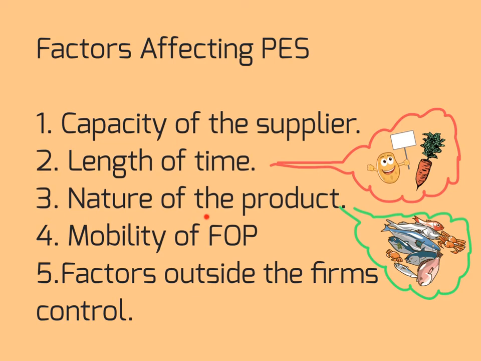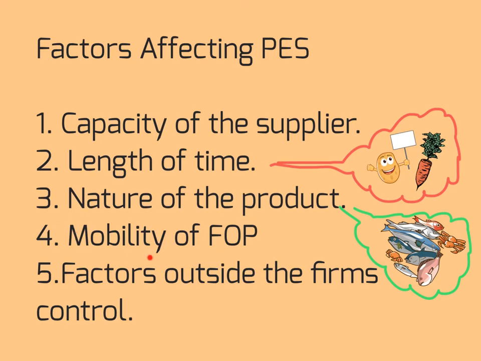3. The nature of the product. The example that I use here is fish, because fish is a perishable good. A fisherman may have a catch of fish to sell. If the price of fish falls, he or she will still wish to supply the fish, even at the lower price, as it is a perishable good. Perishable products will therefore have an inelastic supply. Other examples of perishable products may be bread.